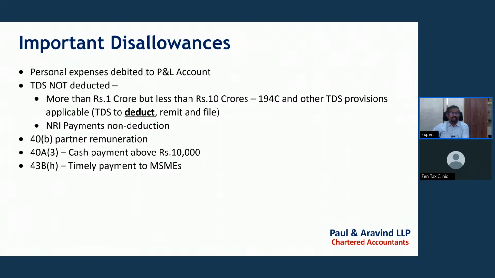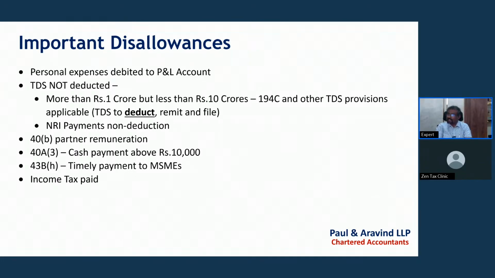43B clause H, where the payment to an MSME supplier is not made within a period of 15 days, or if a written agreement exists within a period of 45 days, then if the payment is delayed beyond 15 days, beyond 45 days, then that expenditure which is outstanding on the 31st of March will become disallowed. Therefore, that is also to be very keenly looked into.